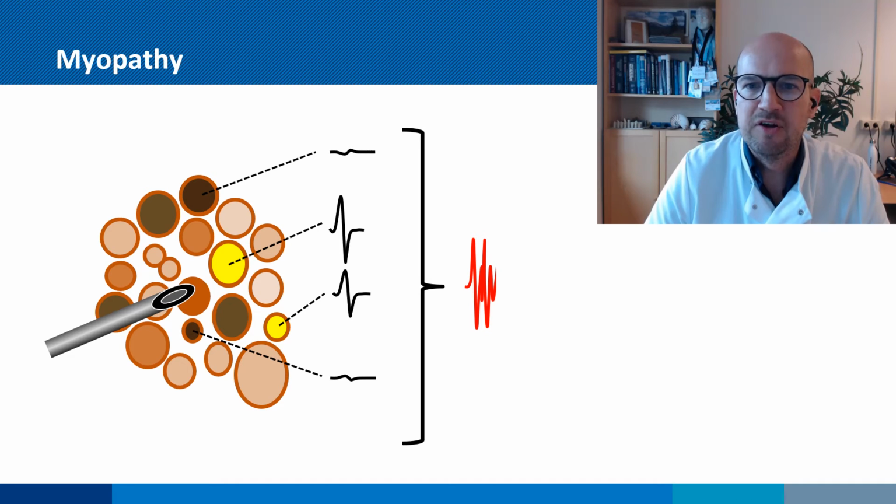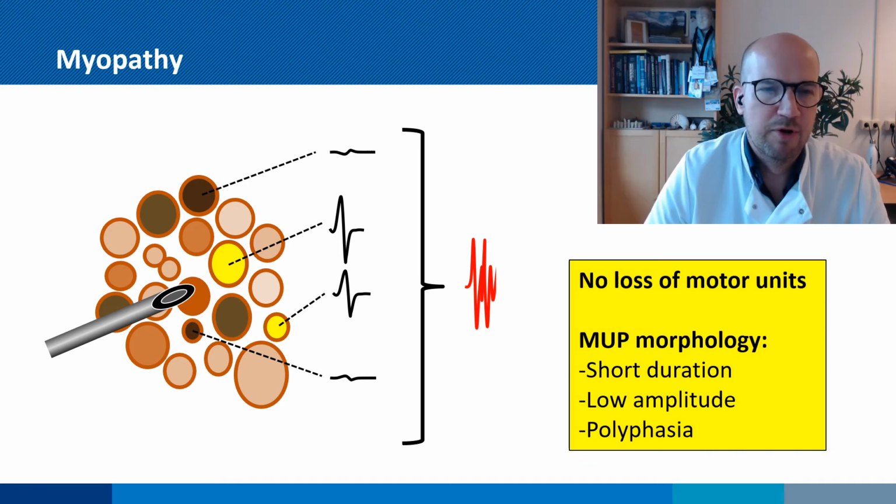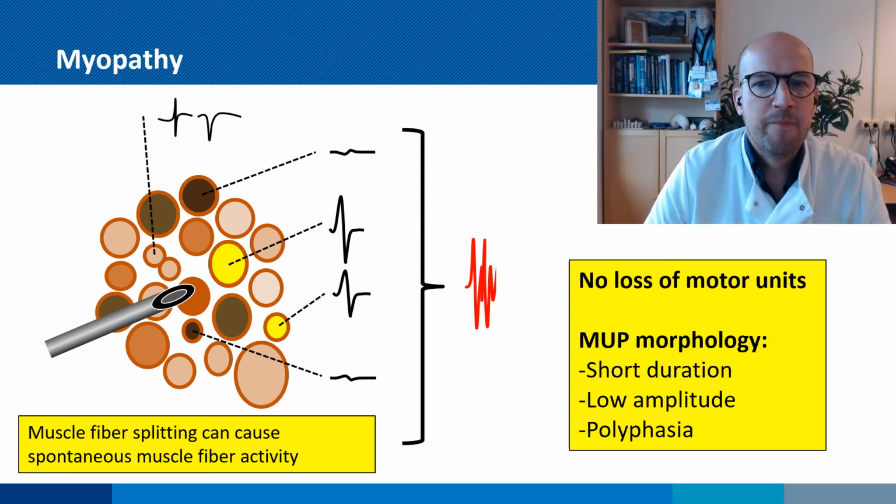Important to note is that in some myopathies, for instance inclusion body myositis, muscle fiber splitting and muscle fiber regeneration do occur, leading to the presence of muscle fibers that are not connected to an axon. As we've seen previously, these muscle fibers will also start producing spontaneous muscle fiber activity.